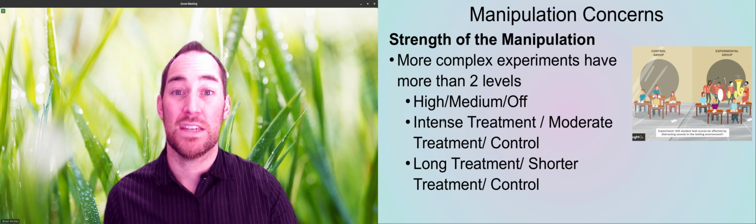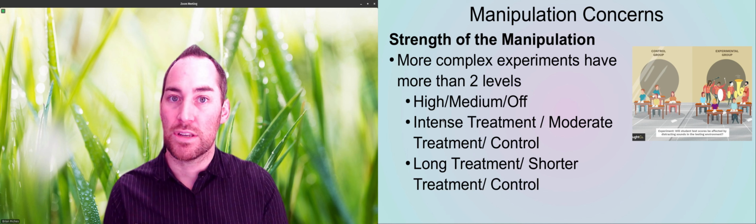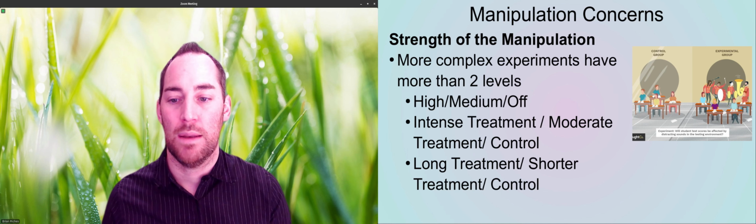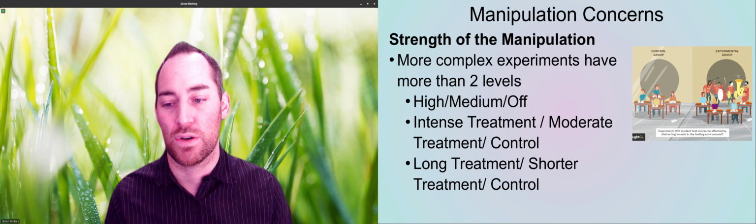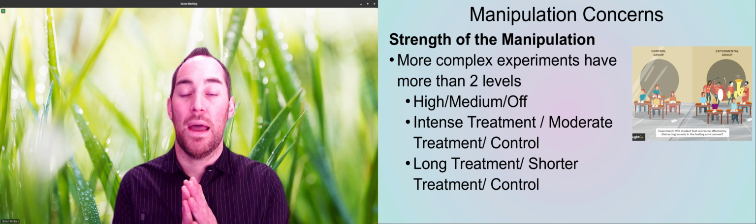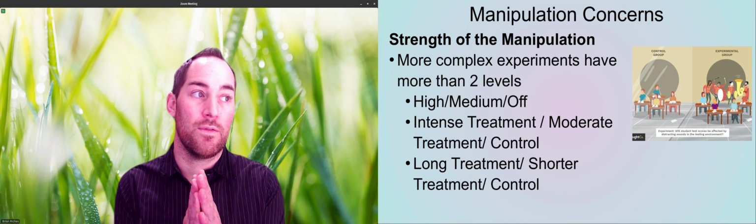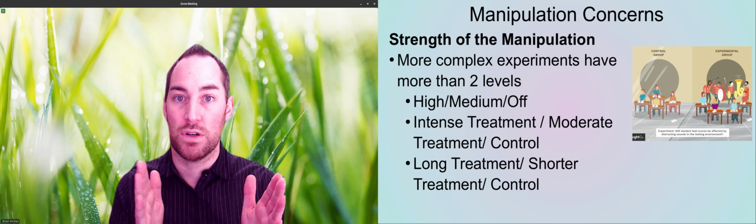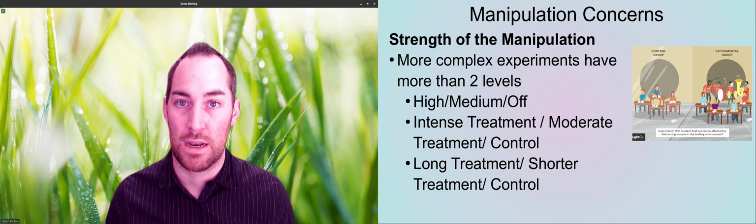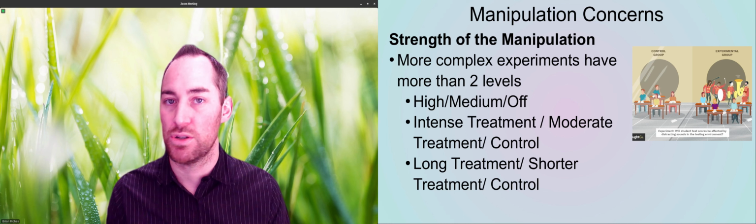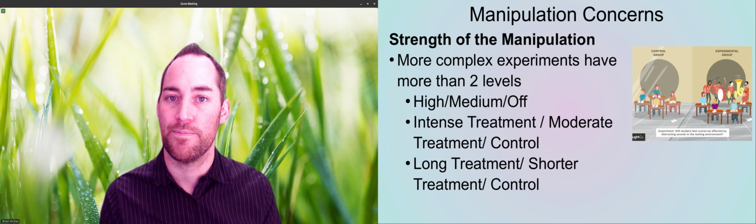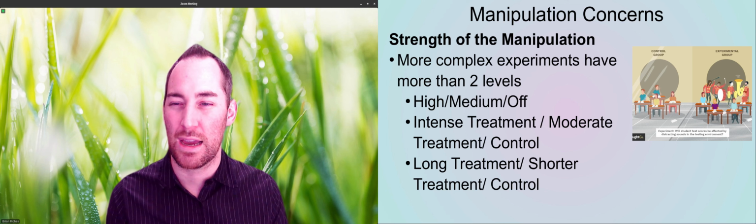You could have some kind of intense treatment. Maybe they're coming every single day for therapy, for example. Then maybe every 3 days for treatment, and then no days for the control group. Maybe you have a longer treatment: you do treatment for 5 months versus a shorter treatment for 1 month versus no treatment at all. So there are a lot of different ways to change the strength of your manipulation. Those are a couple examples.